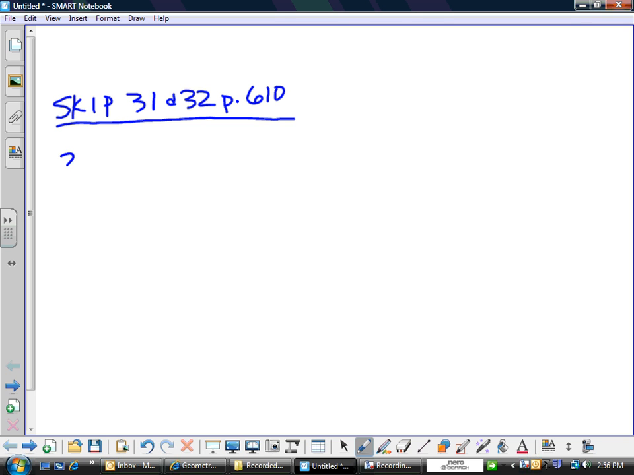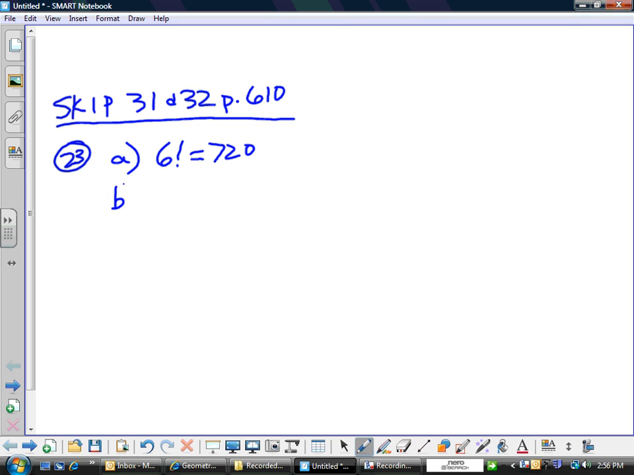First off, I want to do number 23. Number 23 says we've got 3 couples and they've reserved seats in a row for a concert. How many different ways can they be seated if there are no restrictions? So that means we're going to treat all 3 couples as 6 different people. So that's going to be 6 factorial, which is 720.